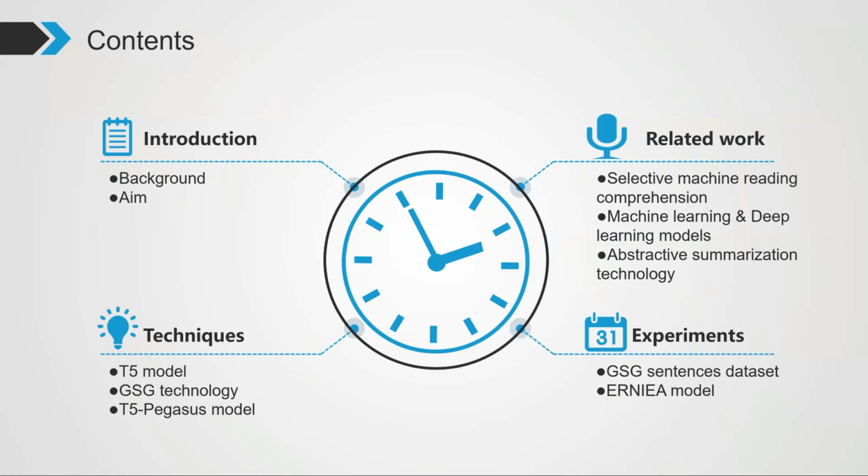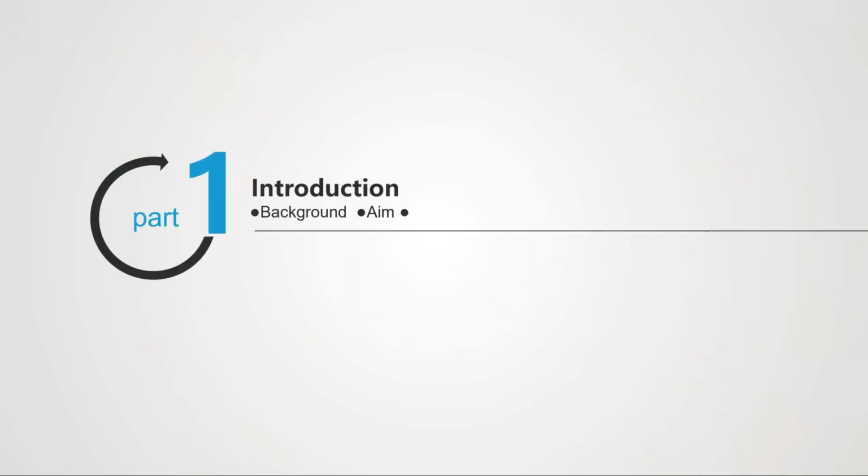And the third part is about techniques I used in my research. It includes T5 model, GSG technology, and the T5 Pegasus model. The last part is about experiments, consisting of GSG sentences datasets and ERNIE model building. So let me start. First, I will talk about the introduction part.